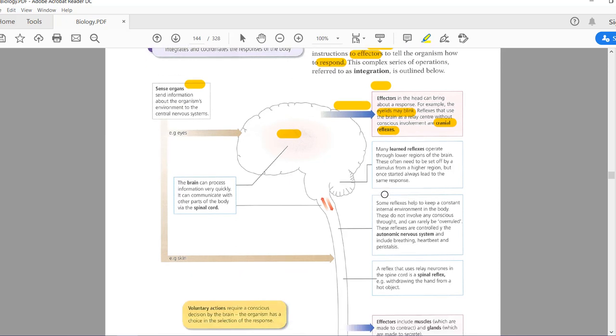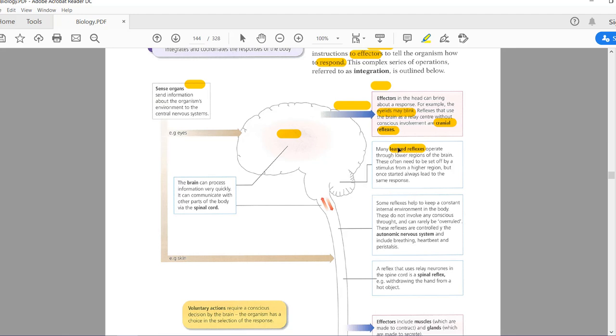Then, another example of reflex we call learned reflexes. If we want to give a definition for learned reflexes, we will say learned reflexes are reflexes that do not require the higher center used for conscious or voluntary responses. What does that mean?